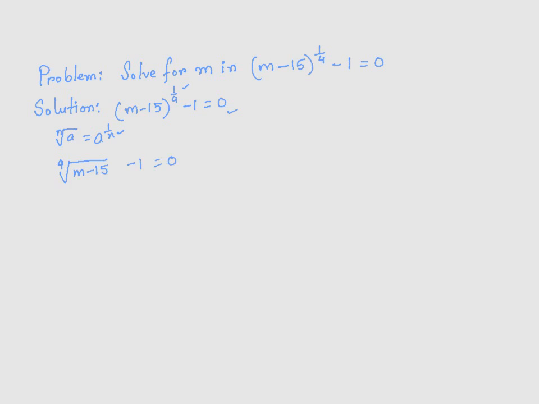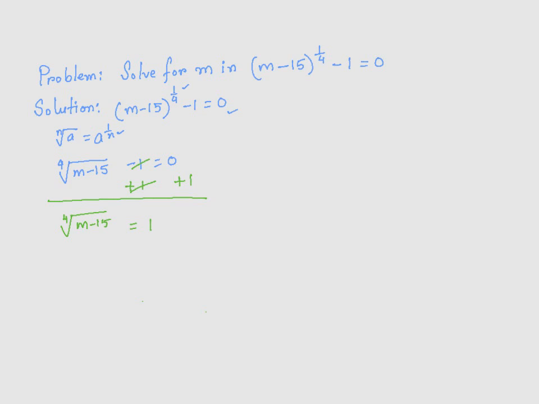You don't have to do it, but it's kind of nice to see it this way. That kind of makes more sense. Now I'm going to have to solve for m, so I'm just going to move the constant to the right by adding 1 to both sides. That gives me on the left just the fourth root of m minus 15. The positive 1 and negative 1 cancel out, and on the right-hand side 1 plus 0 is just 1.